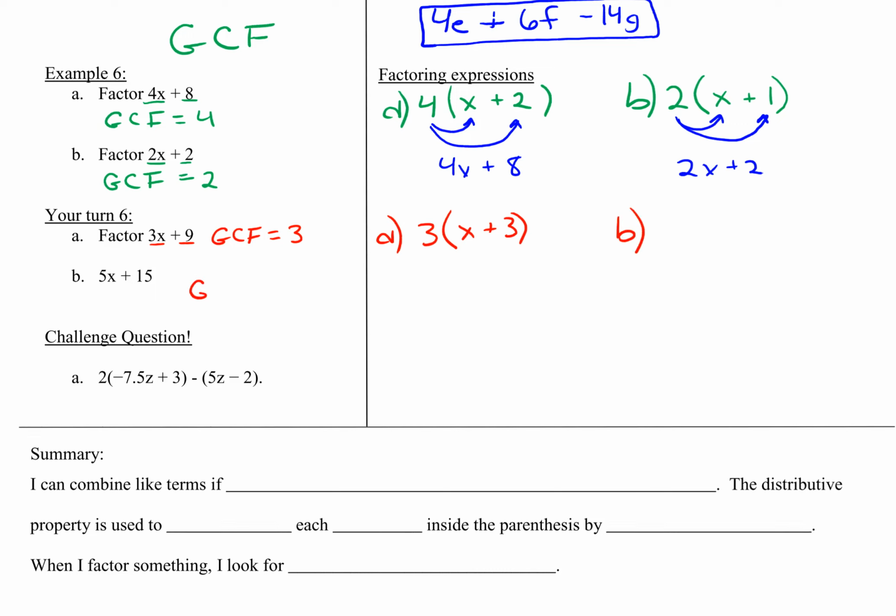For B, the greatest common factor was 5. That'll go on the outside of the parentheses. 5x divided by 5 is 1x, and 15 divided by 5 is 3. And of course, remember, you can check: 3 times x is 3x, 3 times 3 is 9, that checks out. 5 times x is 5x, and 5 times 3 is 15. So those are correct.